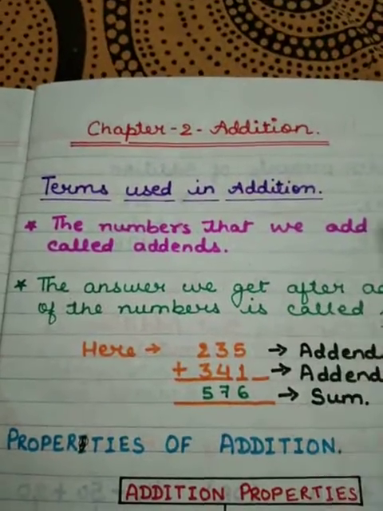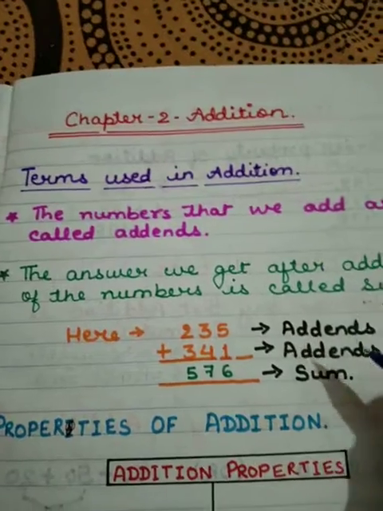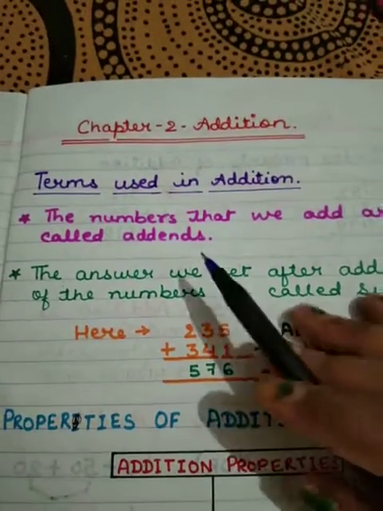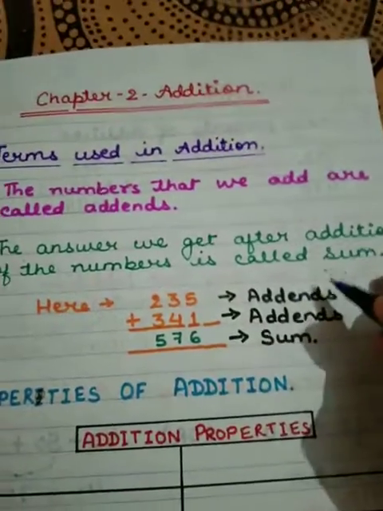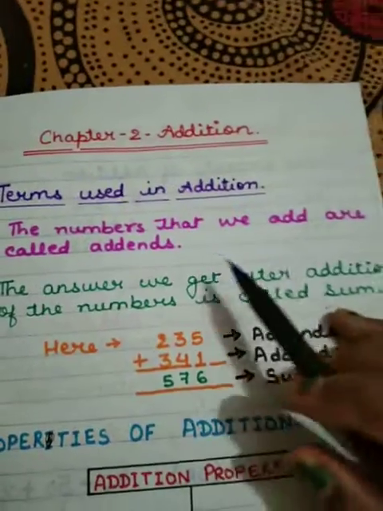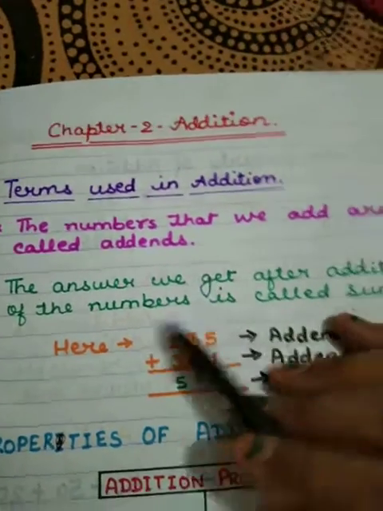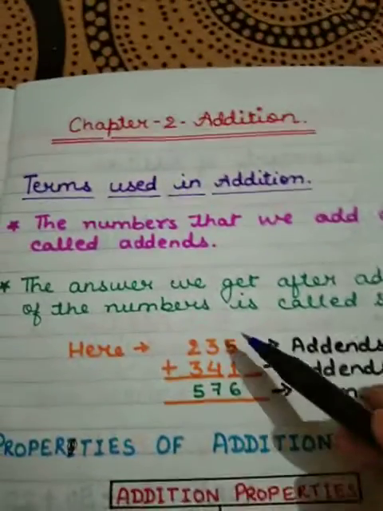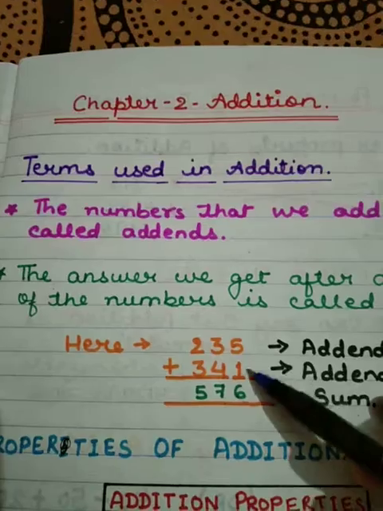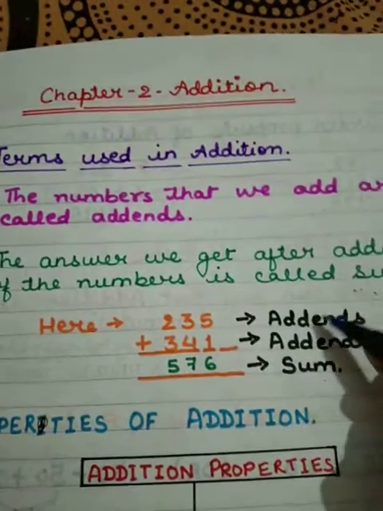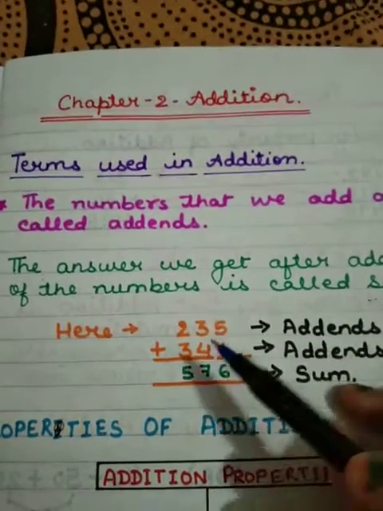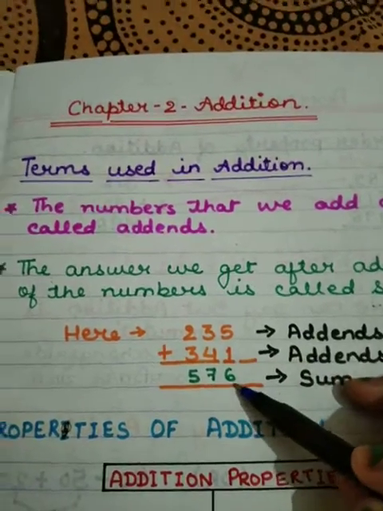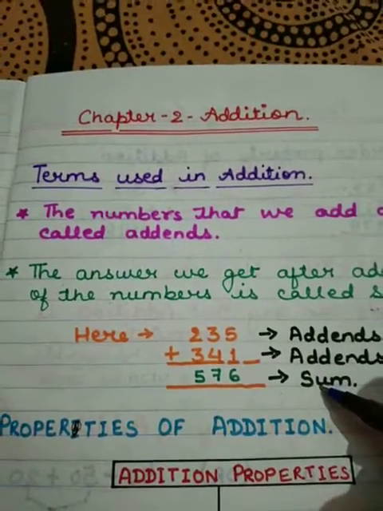So there are two terms that we use in addition. They are addends and sum. The numbers that we add are called addends. The answer we get after addition of the numbers is called sum. So the numbers which we are adding, these two numbers, both are addends, and after adding these two addends, the result that comes is called sum.